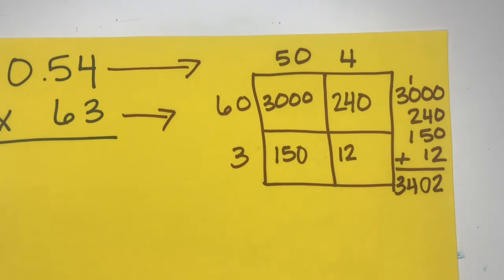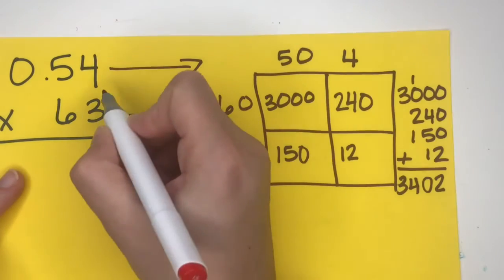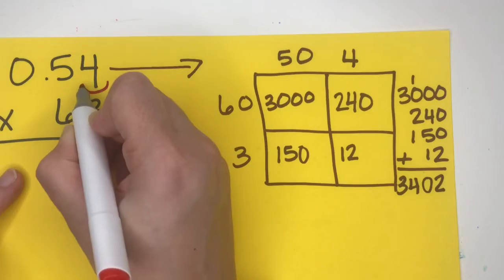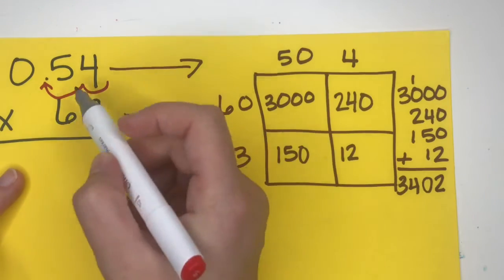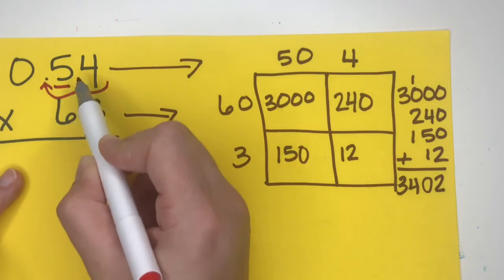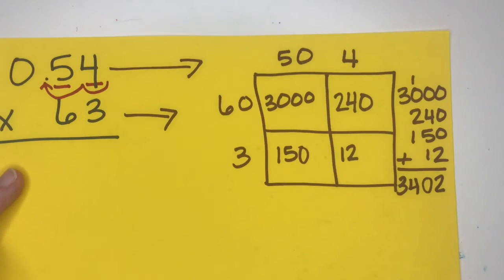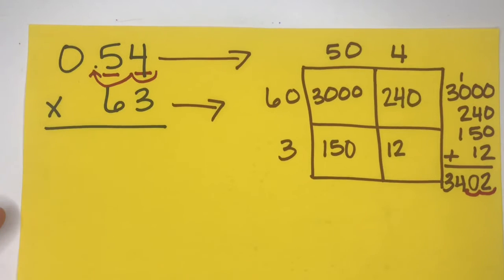Now you're asking me, Mrs. Visconti, that's all fine and dandy, but we were multiplying it by a decimal. So what do I do now? Well, I'm going to take my red marker here and I'm going to do 2 hops from the outside of the number to the decimal point. That means there are 2 places after the decimal point. That means I'm going to take this decimal and I'm going to hop it 2 places in, which gives us the answer 34 and 2/100.